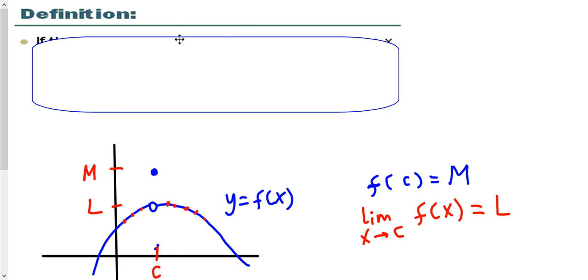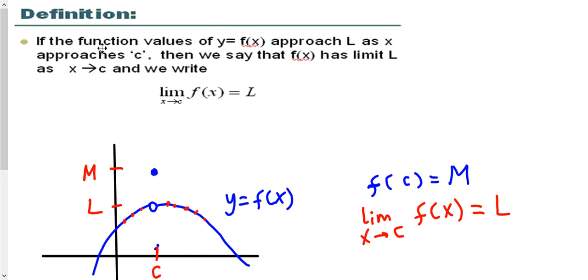So basically, a very simple definition we can give at the moment: we can say that if the function values of y equals f of x approach L as the x values approach c from both sides, then we say that f of x has limit L as x goes to c. And this is how we write it. I've already written it down the same way.